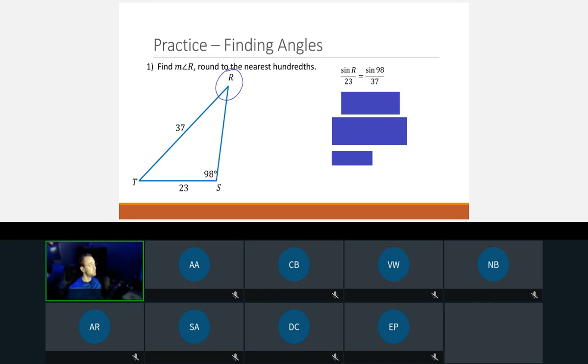So Caitlin says multiply both sides by 23, and she is correct. So multiply both sides by 23. That will eliminate the 23 on the left. So all I'm doing is multiplying both sides by 23, and then this and this will cancel out. And then 23 times, I should probably do it like this. 23 like that. So that's what I did. Okay, so we got 23 times sine 98 over 37.